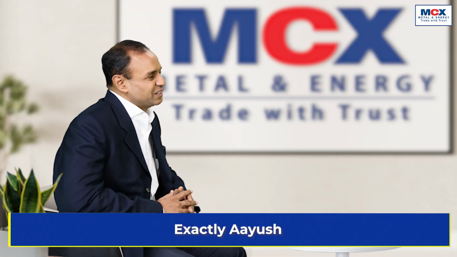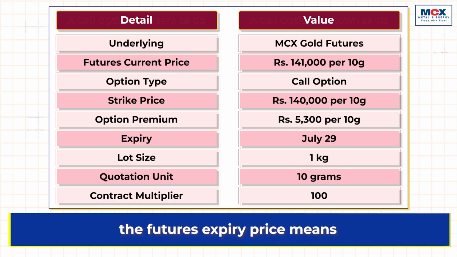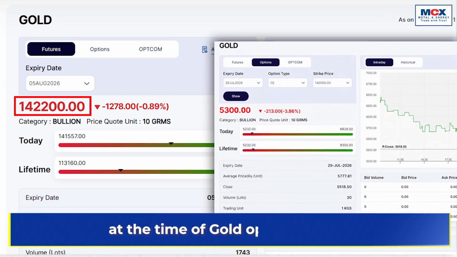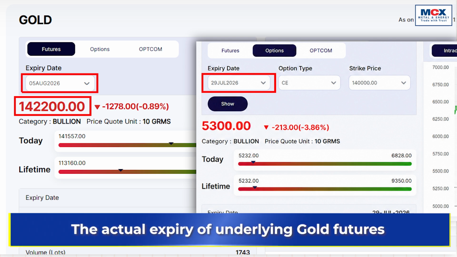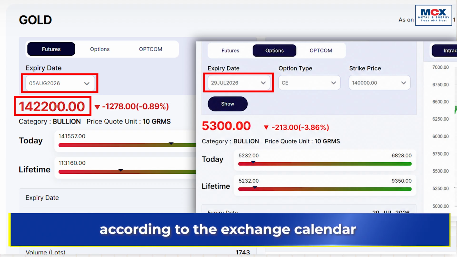Exactly, Ayush. Please note that in these examples, the futures expiry price means the price of underlying gold futures at the time of gold options expiry. The actual expiry of underlying gold futures happens after the gold options expiry according to the exchange calendar.